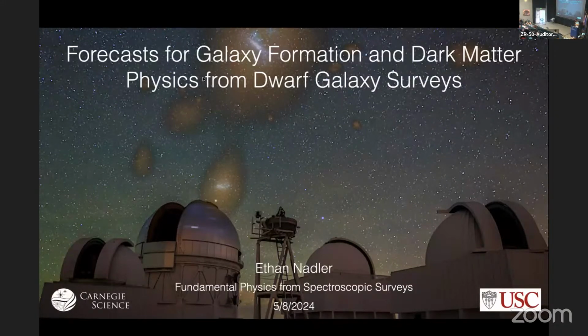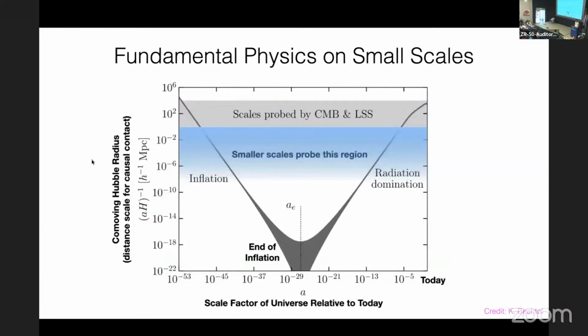So I'm excited to tell you about our view from very small scale structure in terms of what we're excited about for testing fundamental physics. I'll be focusing on dwarf galaxies, but I actually wanted to start by giving you a broad motivation for why we care about small scales.